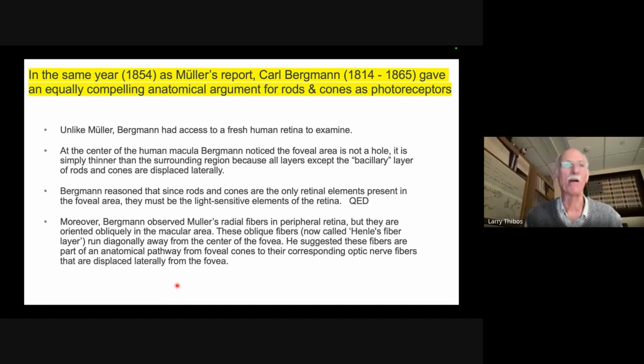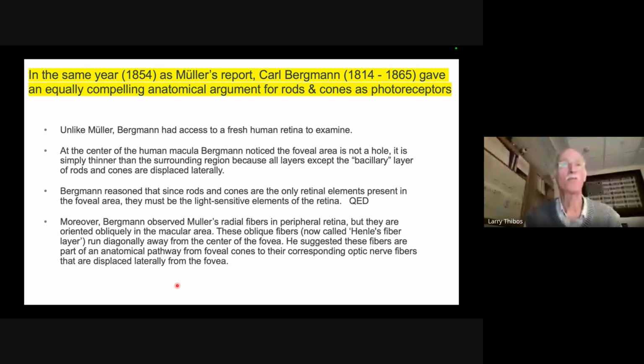And moreover, Bergmann observed Müller's fibers in the peripheral retina. Those are the ones spanning the retina. He said, yeah, I see them, but in the fovea, they're not oriented radially. They're oriented laterally, obliquely. And he said these oblique fibers have to be there in order to connect the receptors to the rest of the retina. And so they must run diagonally away from the center of the fovea, just as the modern data that I showed you illustrates so beautifully.